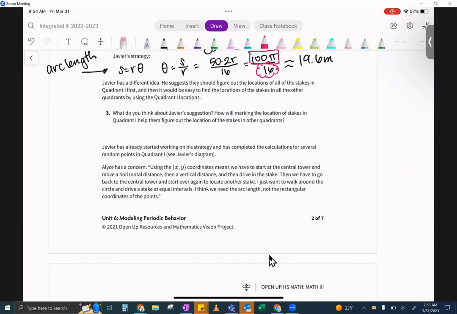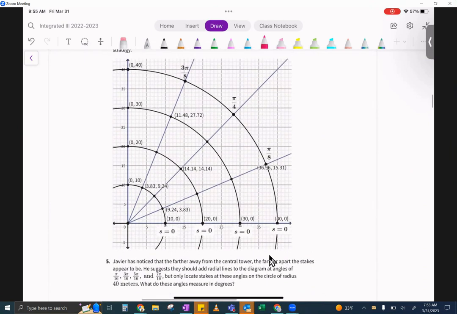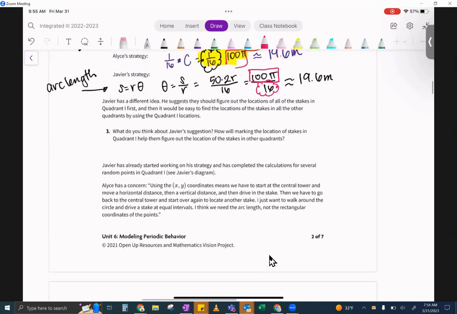So it says Javier has a different idea. He suggests that they should figure out the locations of all the stakes in quadrant one first, and then it would be easier to find the locations of the stakes in all other quadrants by using the quadrant one locations. And this is a strategy that some of you came up with. I saw it in some of your homework and some of your explanations. Instead of finding the whole circle, you found quadrant one and then you reflected those numbers back, down, left, right, across, whatever you did. So that's where Javier's strategy is coming in. Some of you already figured that out. So good job.